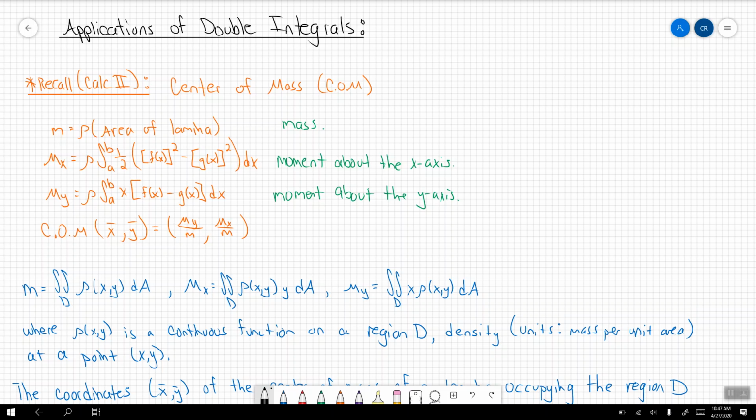Now when we go through and find this center of mass, we needed three things. The first thing we needed to know was the mass of the lamina, or the mass of that object. Then, what was the moment about the x-axis, and what was the moment about the y-axis? So we needed to know those three things.